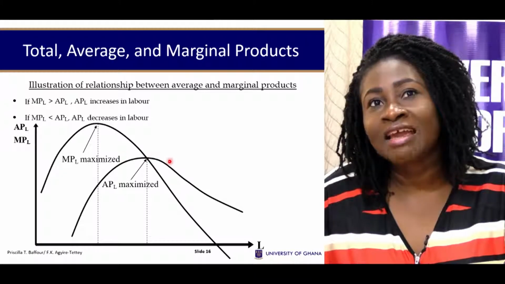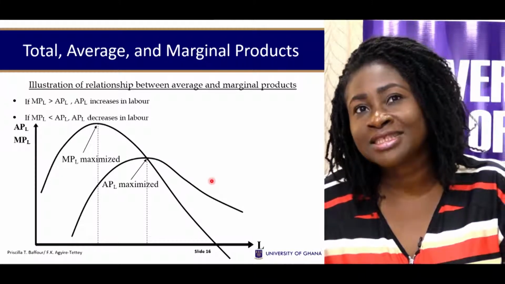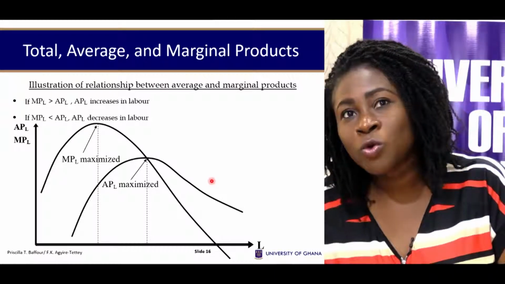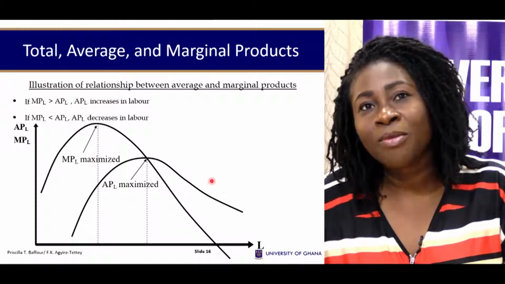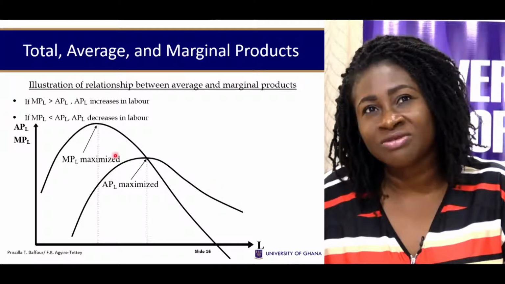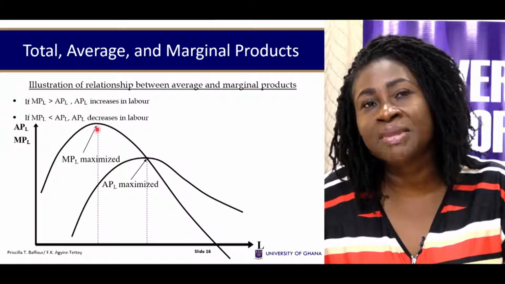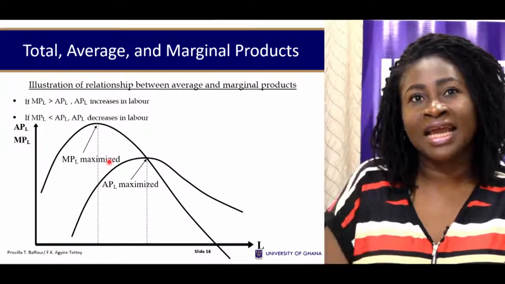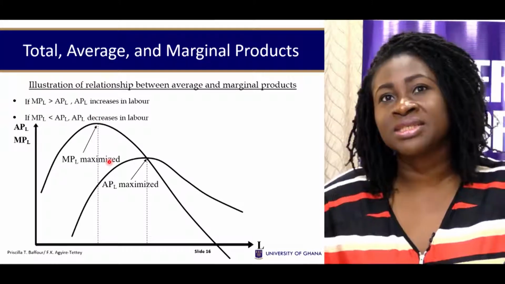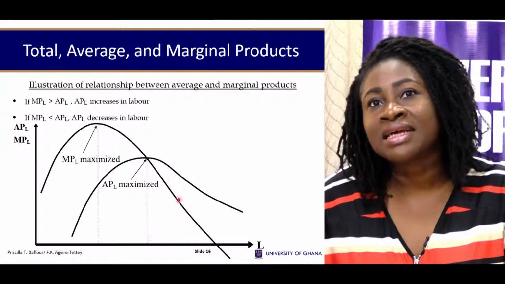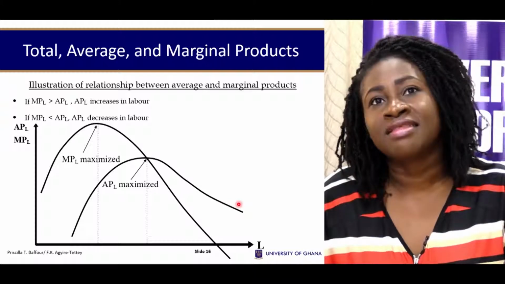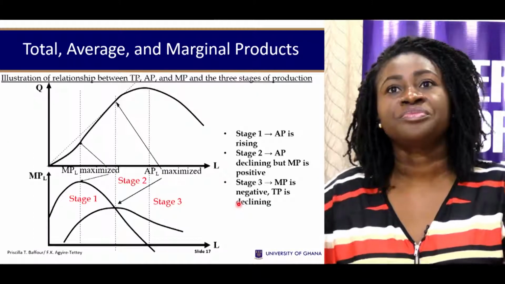Because if you look at it carefully, it is the marginal that is driving what? The total. And when we derive the total by the variable input, we get the average, right? So the marginal will reach its maximum, start to decline before the average reaches its maximum. And when both are declining, the marginal declines faster than the average.